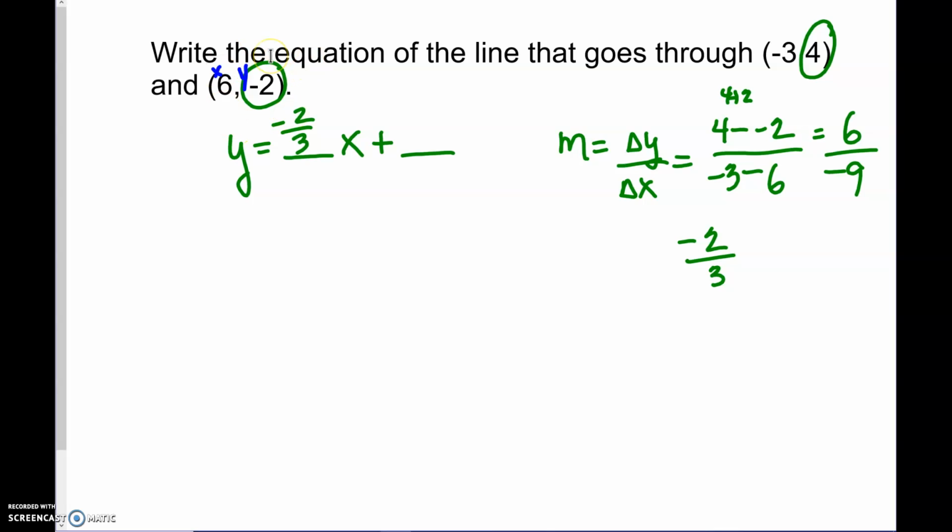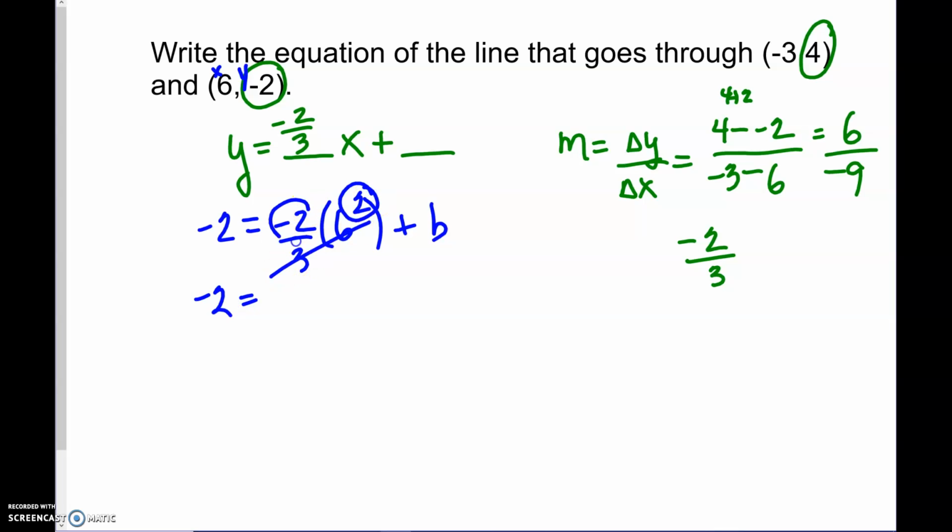So in place of y, I'm going to substitute what number? A -2. Leave your slope -2/3. And what am I going to substitute in place of x? And that's a 6. And we're going to solve for b. So grab your calculators and take -2/3 times 6. And what do we get? So 3 goes into 6 twice, and 2 times -2 is a -4.